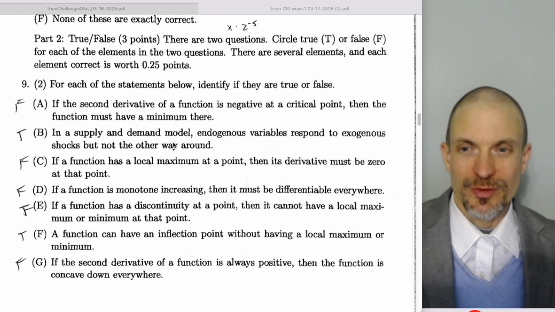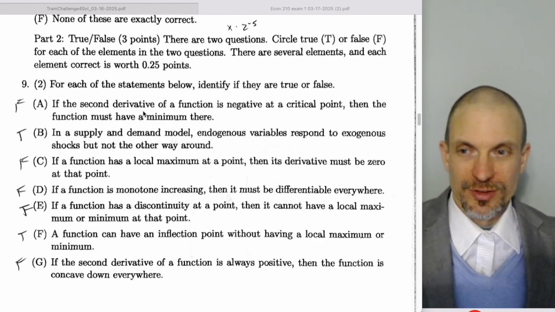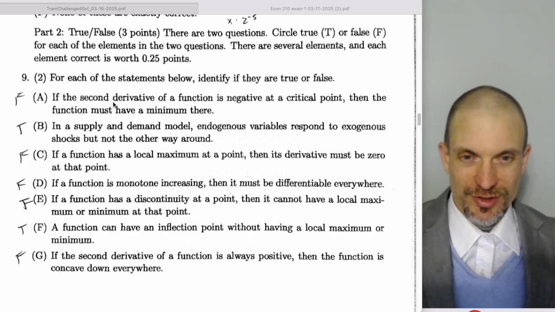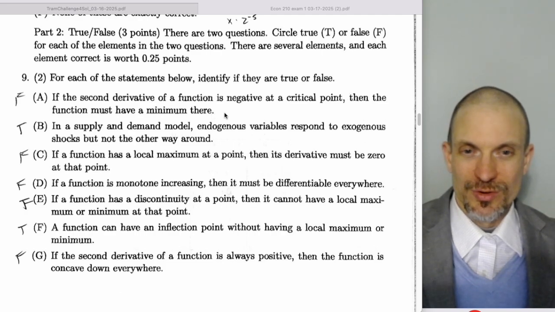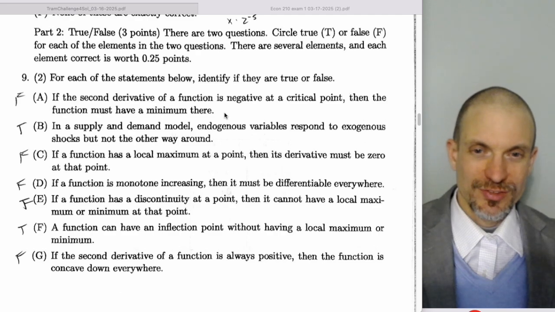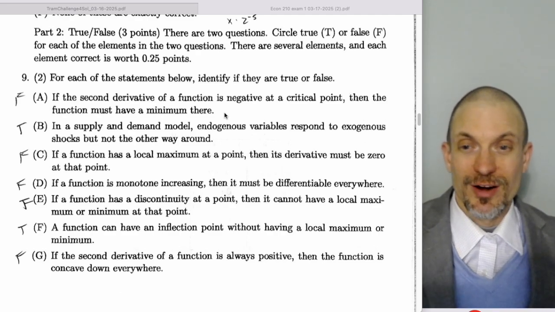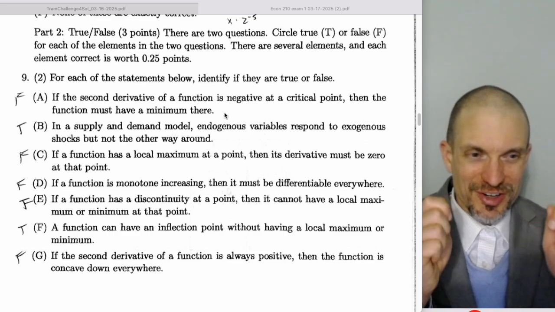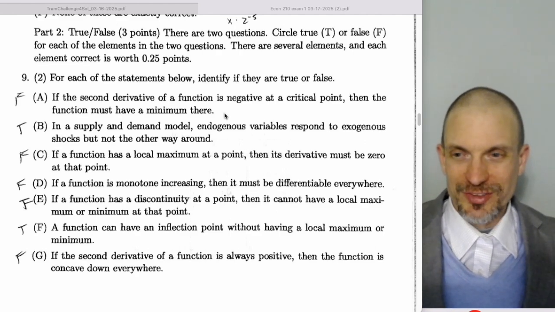Okay, so which of the following are true and false? So let's see. If the second derivative of a function is negative at a critical point, then the function must have a minimum there. So let's see. Second derivative is negative at a critical point. Function must have a minimum there. Well, for a minimum, we want the function to be opening up, right? So the second derivative is going to be positive.